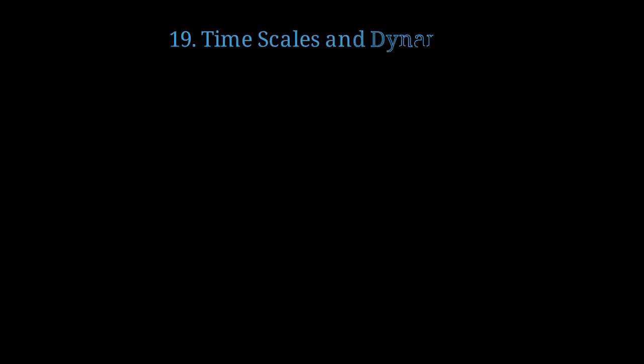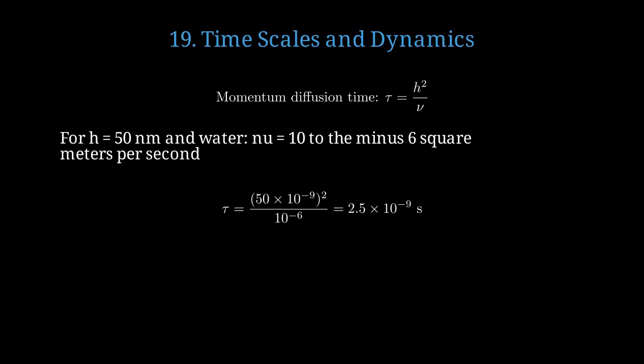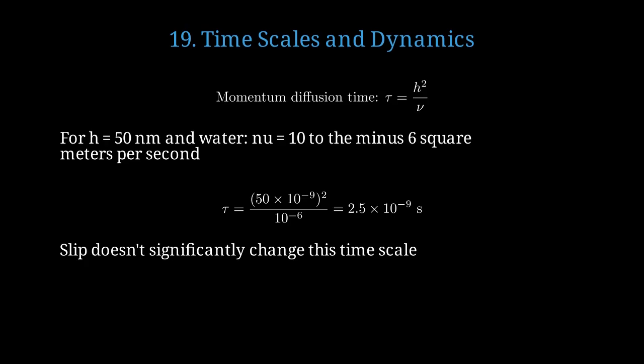How quickly do these flows respond? And what are the relevant timescales? The characteristic time for momentum to diffuse across the channel is h squared over kinematic viscosity nu. For a 50 nanometer channel filled with water where nu is 10 to the minus 6, the diffusion time is 2.5 nanoseconds. The flow reaches steady state almost instantly. Interestingly, slip doesn't dramatically alter this diffusion time. The rapid response is a consequence of the small length scale.